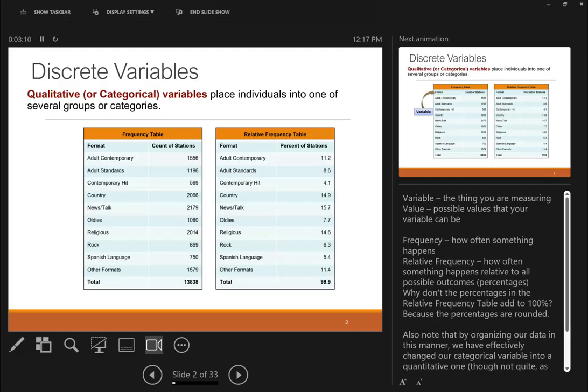If I add up all the percentages in a relative frequency table, what number should I get? 100. What did I get here? 99.9. What happened to that last 0.1%? Rounding errors, right? So if I rounded down a bunch of times, I could have lost up to 0.1% just via rounding. That's nothing to cry about. It's fine. That can happen.